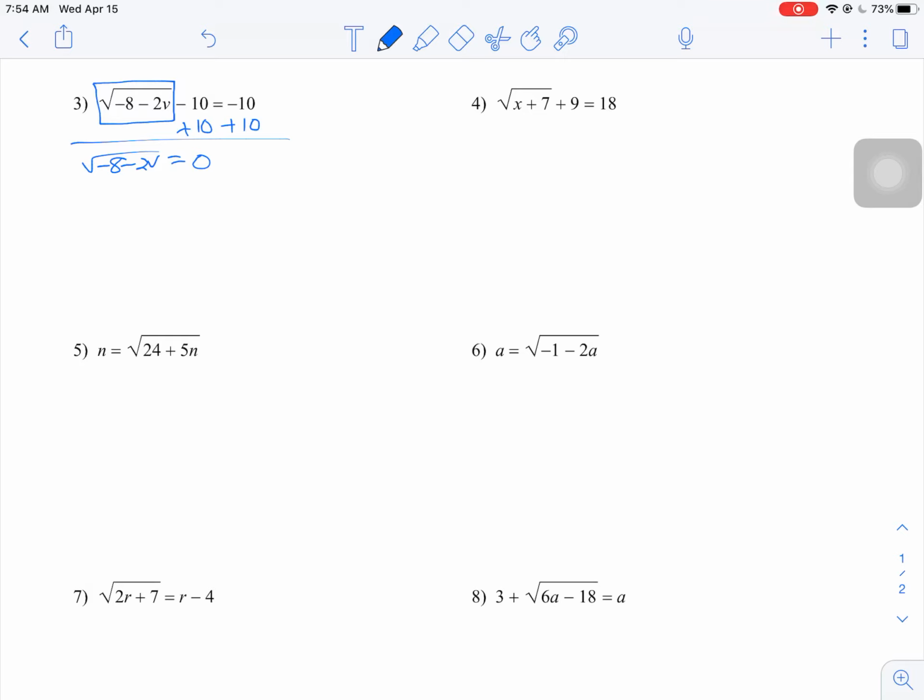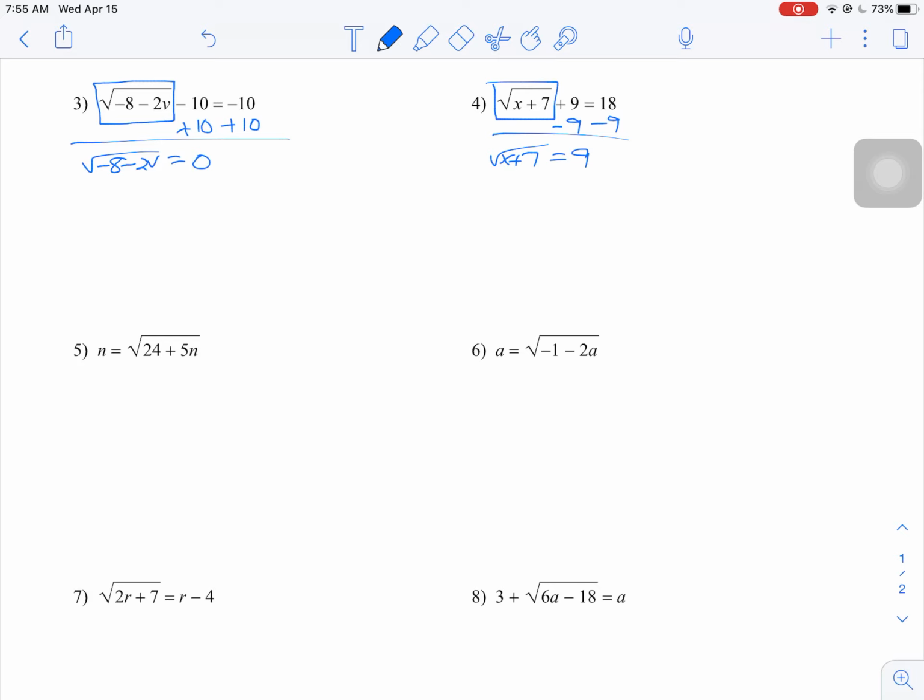On number 4, let's box up the radical that we're trying to isolate. So I have to get rid of that positive 9, so I have to subtract 9 from both sides of the equation. So square root x plus 7 equals 9, and then you would solve from there.